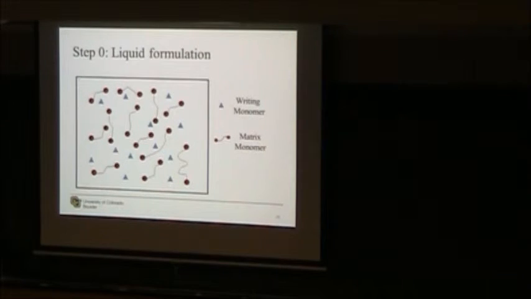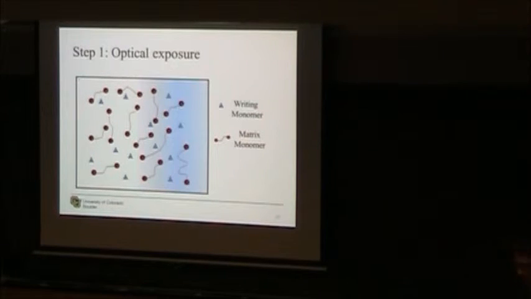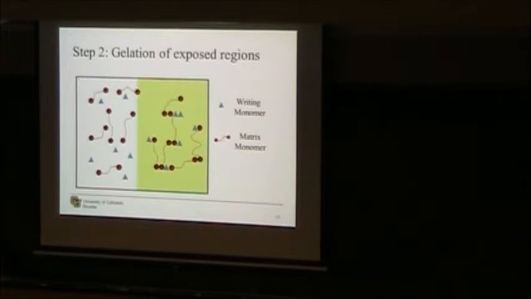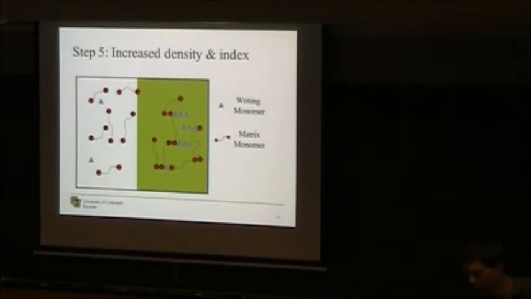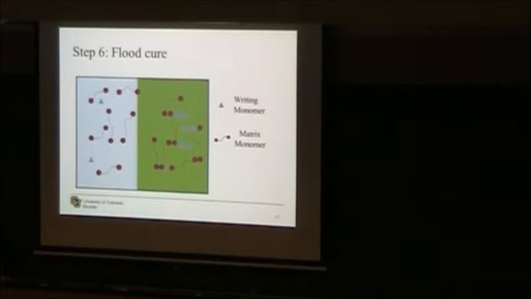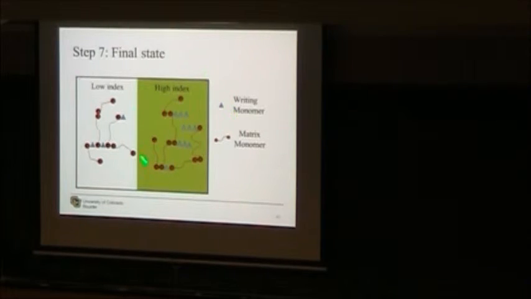In the system, we would inject both of these into our exposure region, and then expose it to some pattern of light. In the areas that we exposed, we've now gelled, meaning that both the writing and matrix monomer have polymerized together. We would then do diffusion of the writing monomer, the tribromophenyl acrylate, into those gel regions. We do not, however, get diffusion of the matrix monomer into the gel region because the diffusion coefficient of the matrix monomer is much, much less than that of the writing monomer. This increases the density and index of the exposed region, especially from the writing monomer, meaning we get large refractive index differences between the two regions. We finally do a flood cure, which gels the sample and leaves us with a high index region and a low index region.